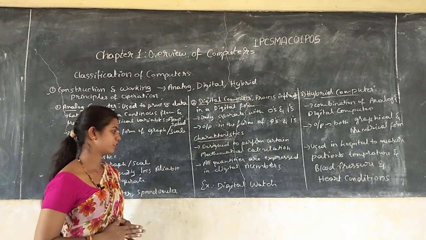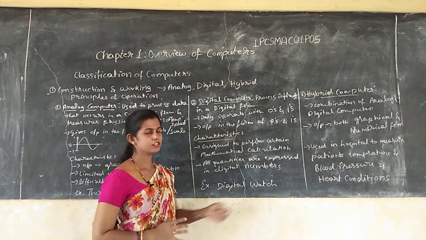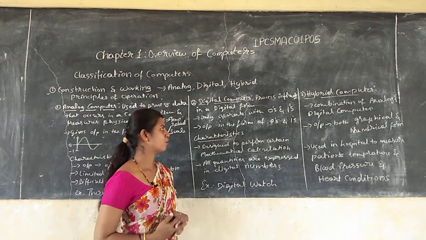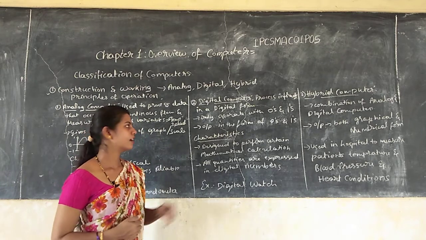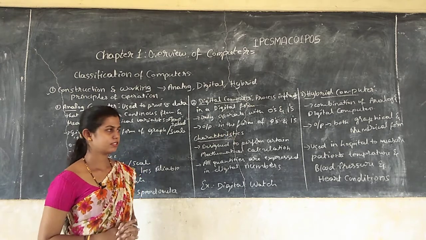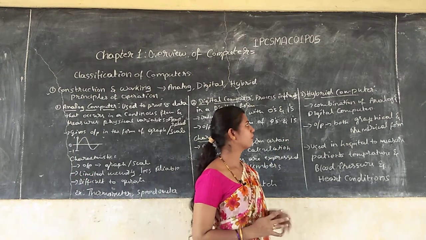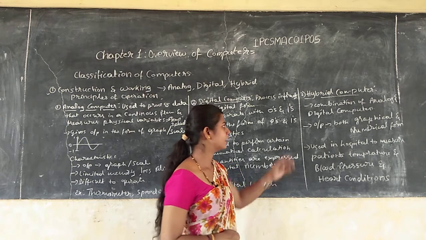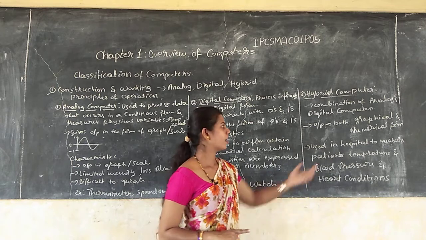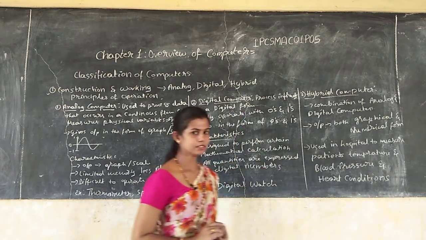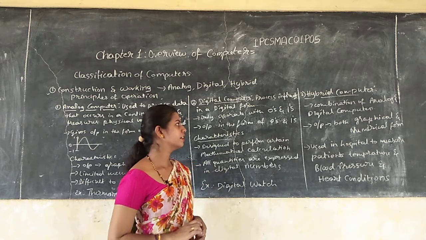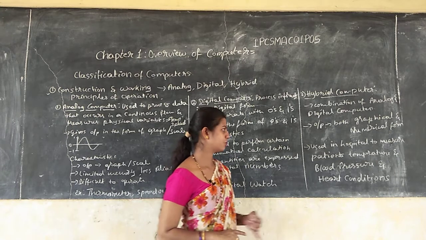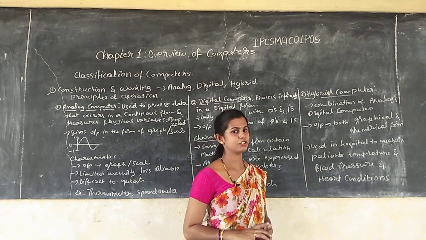Example for digital computer is a digital watch. In digital computer it will process the information in a digital form, and it will operate only zeros and ones, and output will be in the form of zeros and ones. The third type is a hybrid computer. Hybrid computer is nothing but the combination of analog and digital computer. So, it will give the output in both forms, like graphical and numerical form, because it is a combination of analog and digital computer. And it is used in hospital to measure patients' temperature and blood pressure and heart conditions.